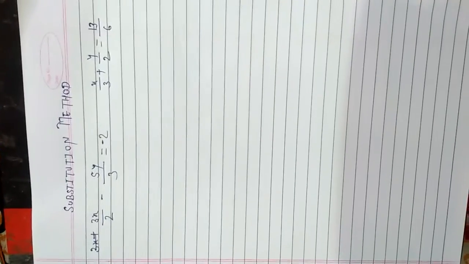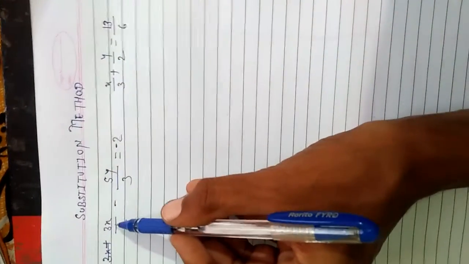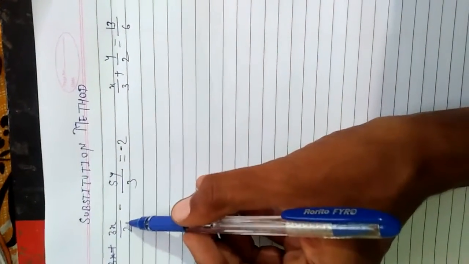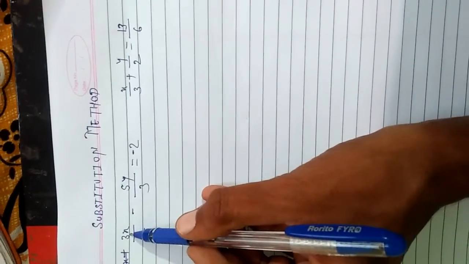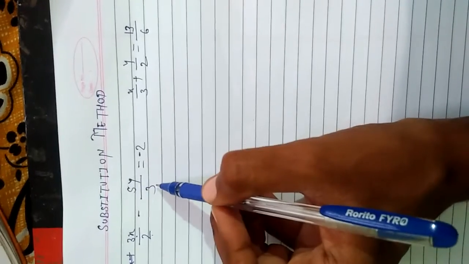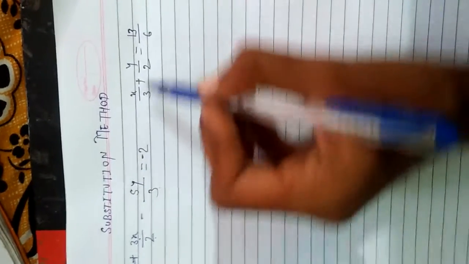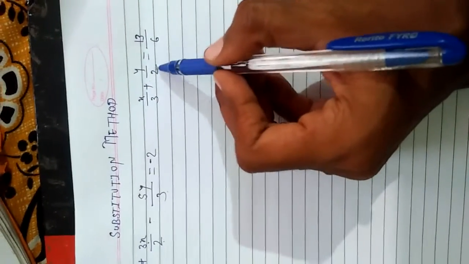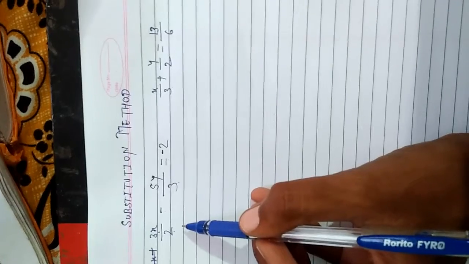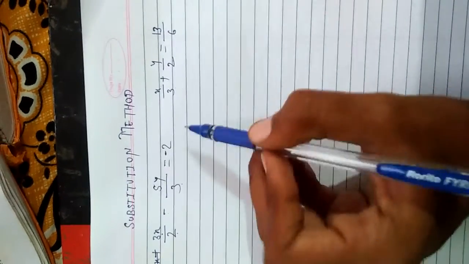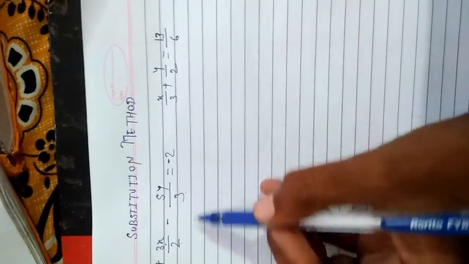Now we are going to solve another question, and the question is that here is a pair of linear equations in two variables. The first equation is 3x plus 2 minus 5y divided by 3 equals minus 2, and the second is x by 3 plus y by 2 equals 13 by 6. But here you can see this equation is not in the right form. We can't solve it, so first we have to simplify this equation.